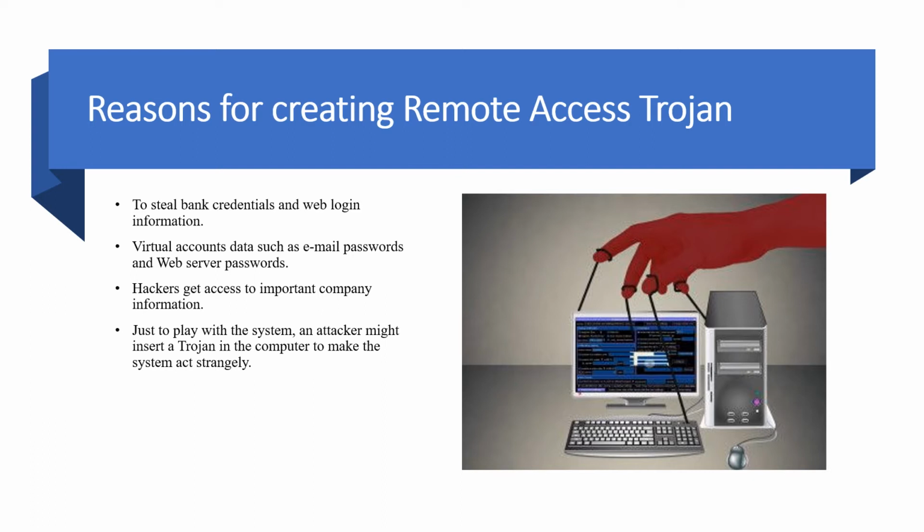The next reason is that hackers need virtual accounts data such as email passwords and web server passwords. Next, hackers get access to important company information, including project presentations, work-related important papers, or other sensitive information related to the workplace. Another reason is that they like to play with the system. An attacker might insert a Trojan in the computer to make the system act strangely, like the CD tray opening and closing very frequently, or the mouse working strangely. These are some of the reasons for creating RATs.